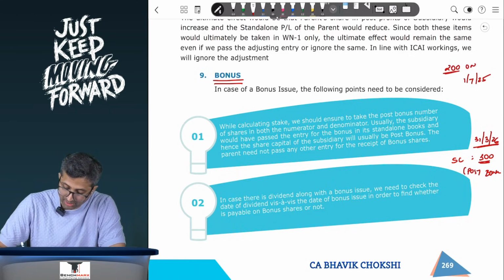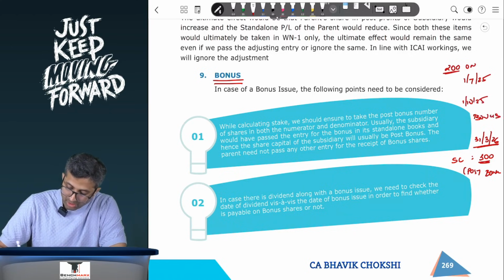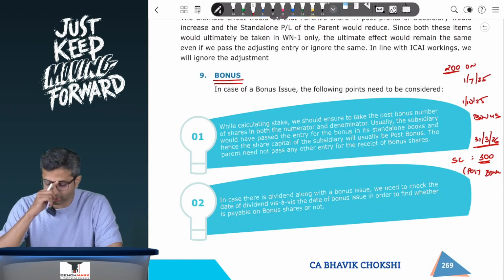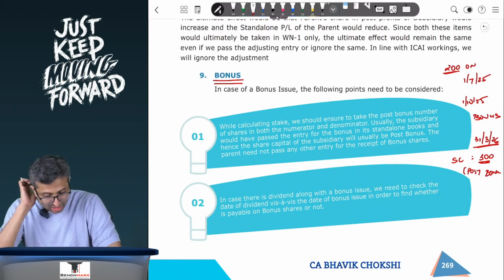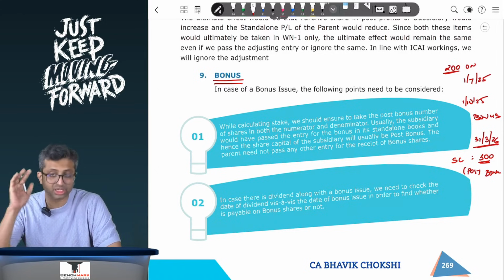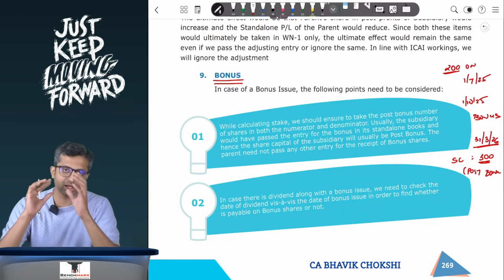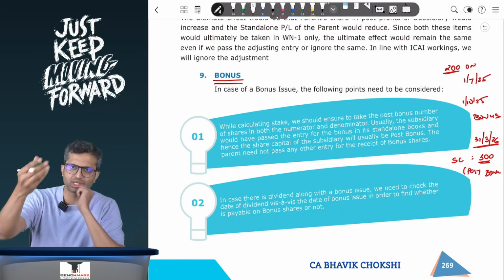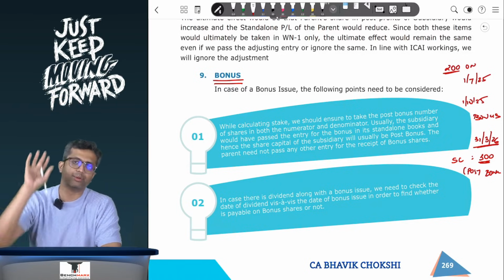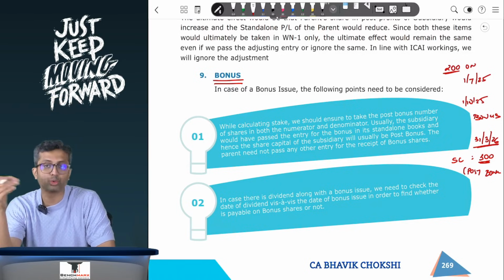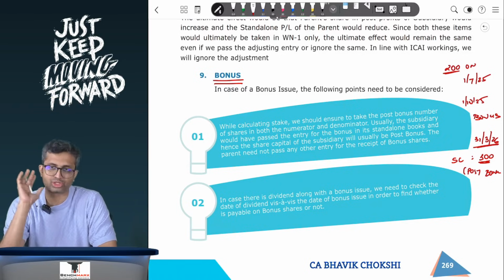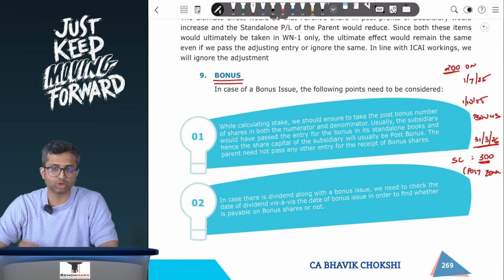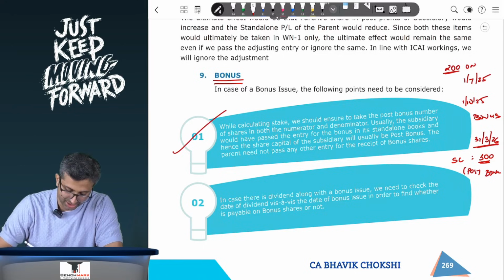Now after the 200, let's say on 1st October 25, there was a bonus. It may be a 1:10 bonus, for example. So I can't compare 200, which is pre-bonus, with 300, which is post-bonus. You have to compare correctly: the pre-bonus number of shares acquired with the pre-bonus share capital prevailing then, or the post-bonus shares acquired with the post-bonus share capital. Over here, it has to be a like-to-like comparison.